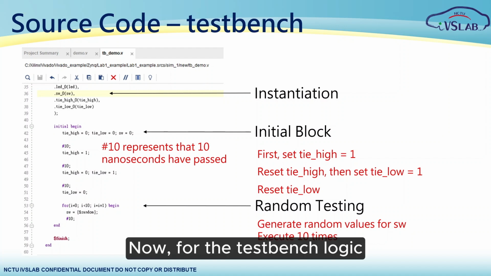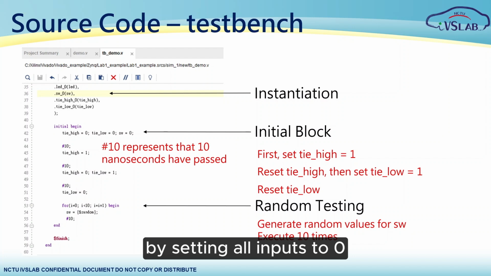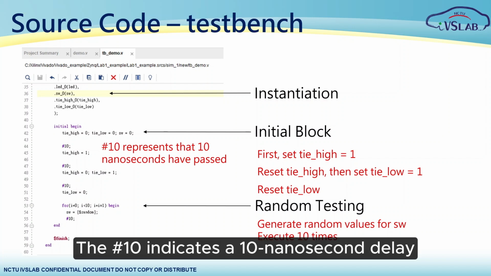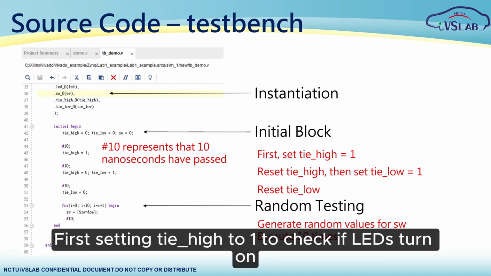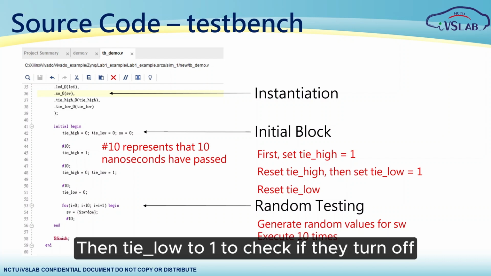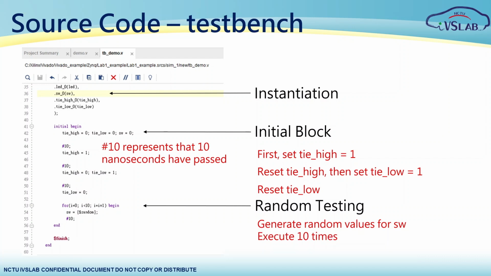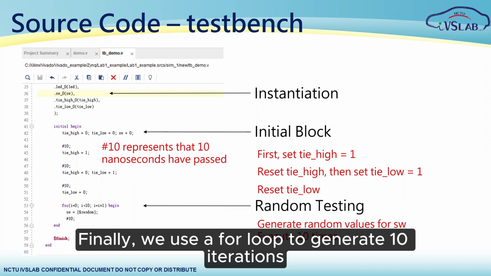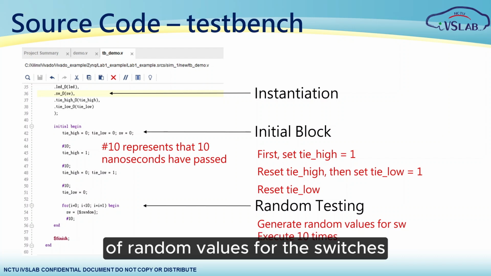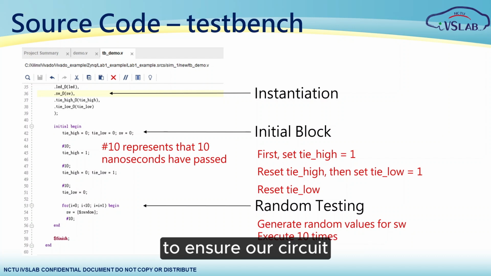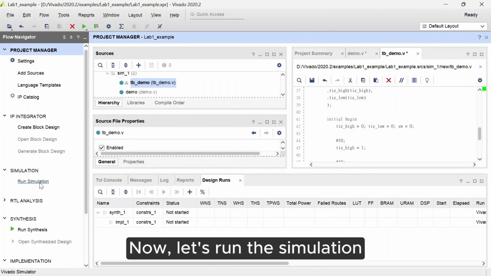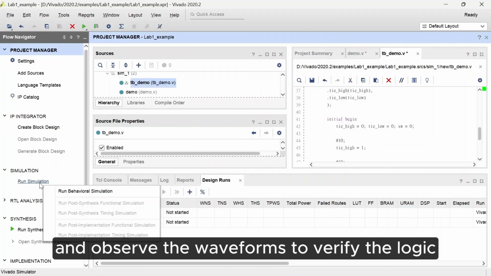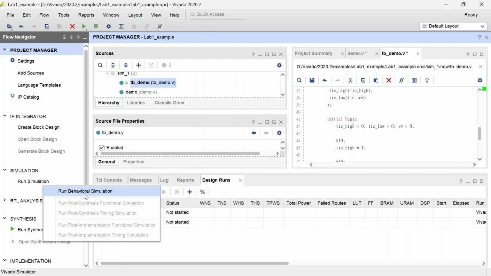Now, for the test bench logic, we initialize our environment by setting all inputs to 0. The hashtag 10 indicates a 10 nanosecond delay. We then simulate the button presses, first setting tie high to 1 to check if LEDs turn on, then tie low to 1 to check if they turn off. Finally, we use a for loop to generate 10 iterations of random values for the switches, simulating real-world usage to ensure our circuit responds correctly to all combinations. Now, let's run the simulation and observe the waveforms to verify the logic.